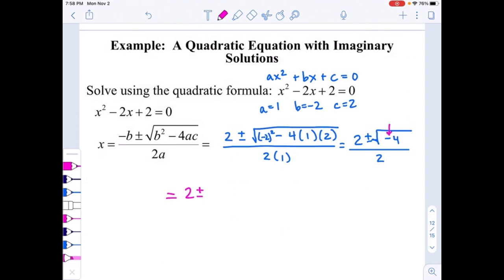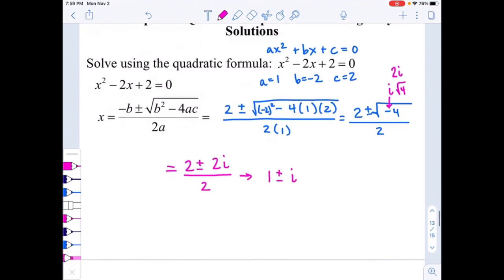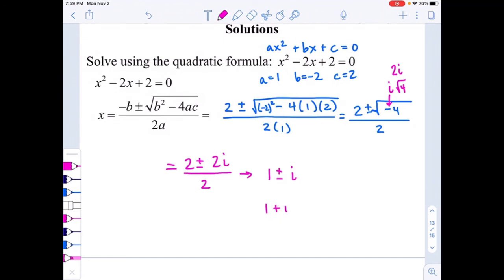Well, I have that negative, which is going to give us that imaginary unit. And the square root of 4 gives us 2. So that's going to be a 2i. And then that's being divided by 2. Simplified down, that's really going to be a 1 plus or minus i, which means that we end up with 1 plus i and 1 minus i. And those are our complex conjugate answers that they were telling us that we would end up having. One is a plus and one's a minus.